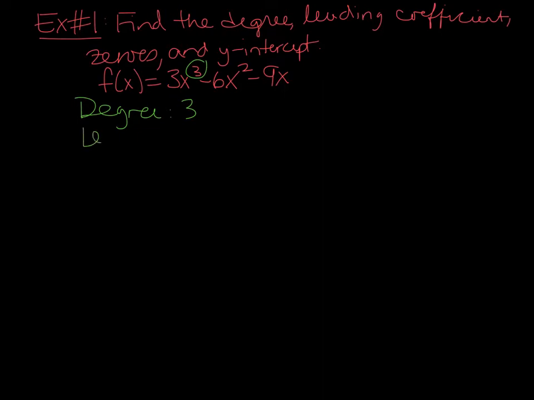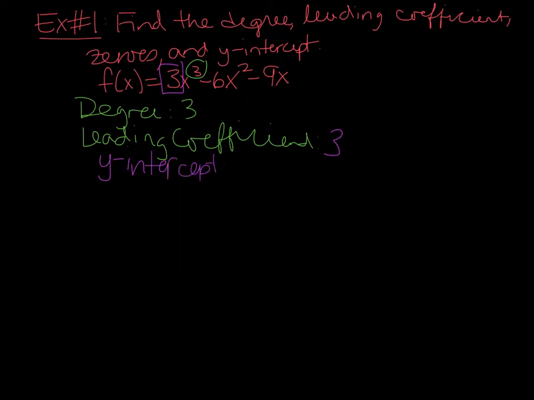The leading coefficient is going to be the coefficient of my highest term, and my highest term in this case is the thing with the 3 exponent. So my leading coefficient is the 3. The next thing is my zeros and my y-intercept. So the y-intercept's a little easier, so let's do that one first.